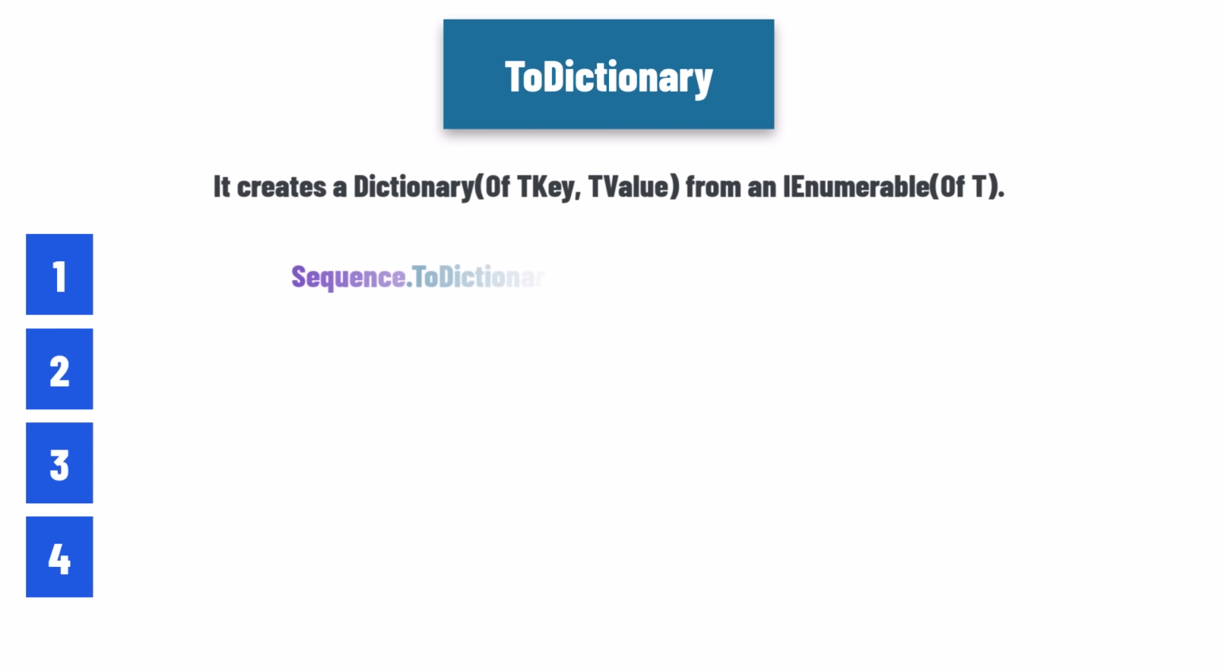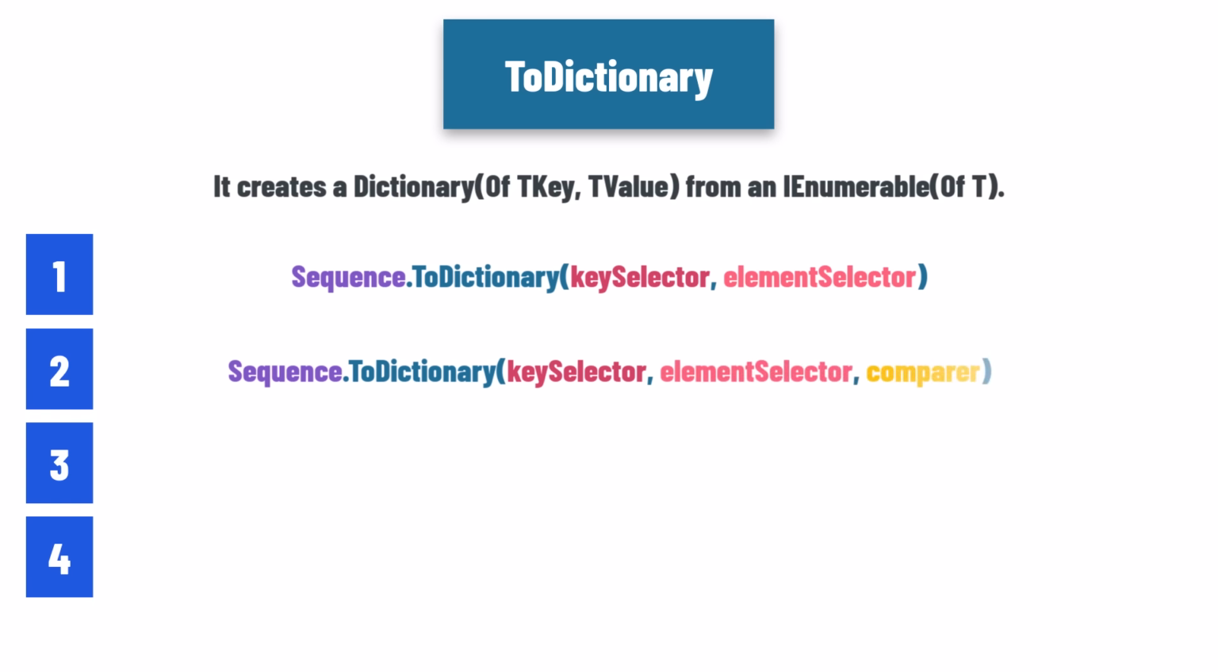The first overload accepts 2 parameters of type function. In other words, we have to add 2 lambda expressions for this method. The first lambda expression is to select the key, and the second is to select the value. The second overload accepts 3 parameters. The first 2 parameters are exactly the same as in the first overload, to select the key and the value. The third parameter is a comparer to compare the keys. For example, if we have keys of type string and we don't care about the case of the letters, we can use a string comparer to ignore case.